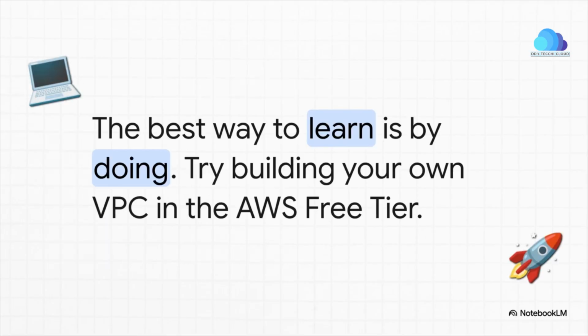Now, look, watching this explainer is a fantastic first step, but the absolute best way to make these concepts really stick is to get your hands on the keyboard. Log into the AWS console. You can do all of this for free in the AWS Free Tier, and just try to build it yourself. Create a VPC, a public subnet, a private subnet, an internet gateway, launch an instance, see if you can connect to it. Trust me, that's where the real learning actually happens.